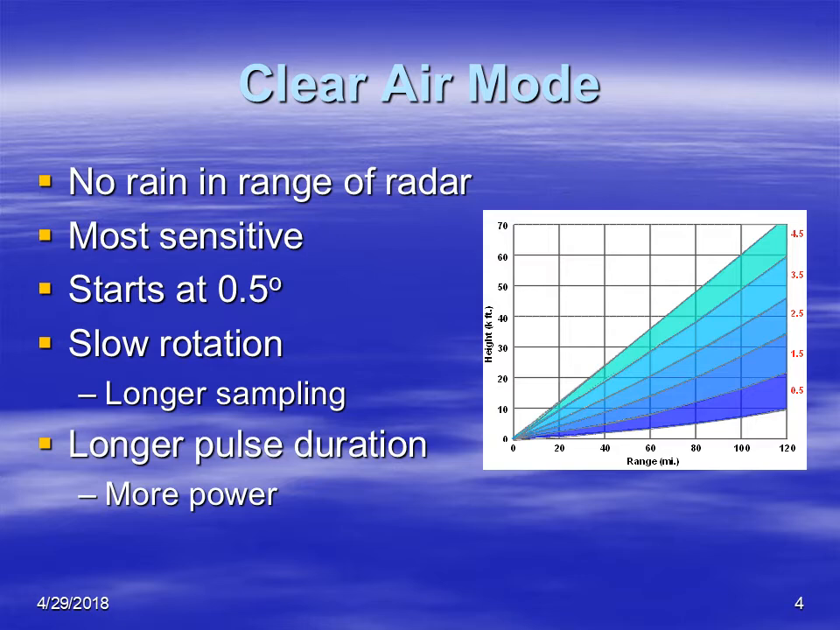It starts at its lowest elevation angle, which is 0.5 degrees or a half degree above the horizon. The radar rotates very slowly because it is spending more time sampling. It's sending out more pulses, looking for more information. And each one of those pulses is longer duration, because the duration of the pulse means that there's more power going out with each pulse. And that's what you're looking for with clear air mode. You want to make sure that you send out a lot of power so you can get some power back from very small targets, very weak targets in the atmosphere.